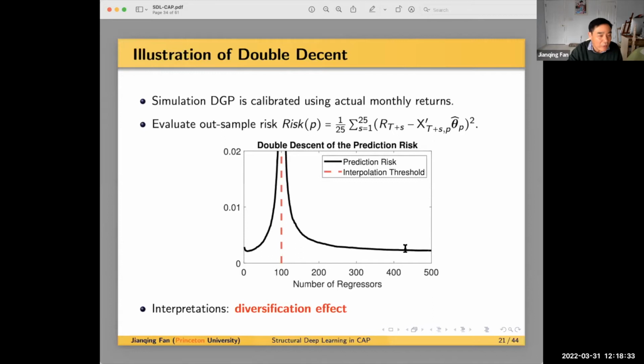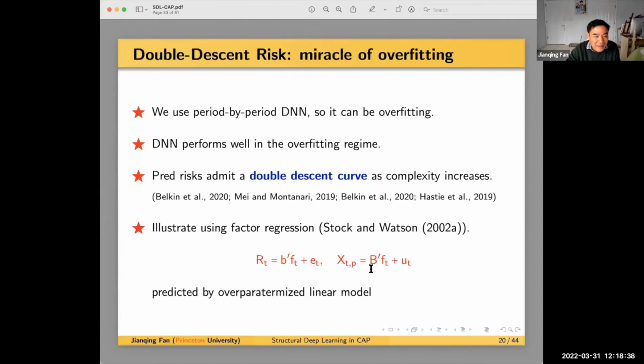But anyway, we verified this in the principal component regression model, just to make sure that in commonly used financial applications, this phenomenon continues to apply.